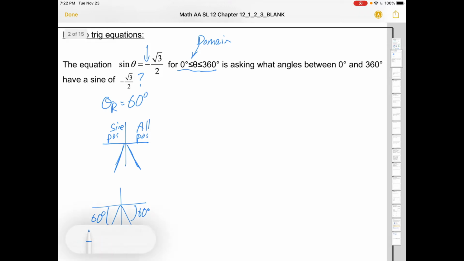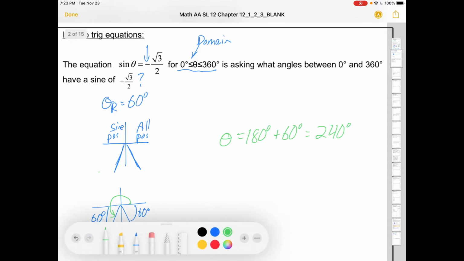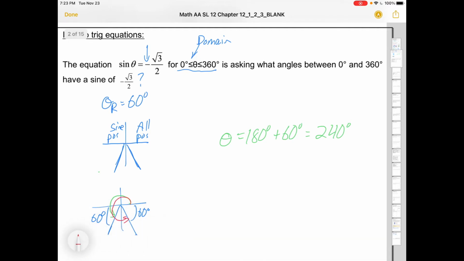So let's just figure out what those are in standard position. This first one over here, this green one, would be 180 plus 60, or 240 degrees. That's an angle that I think has a sine of negative root 3 over 2. Let's get the other possible angle. I'll do it in red. So this one, let's see, that's a little less than 360. So 360 minus 60 degrees is 300. And you might have another way to think it through, but try as much as possible to use those reference angles. Those, I think, are the answers to my equation.